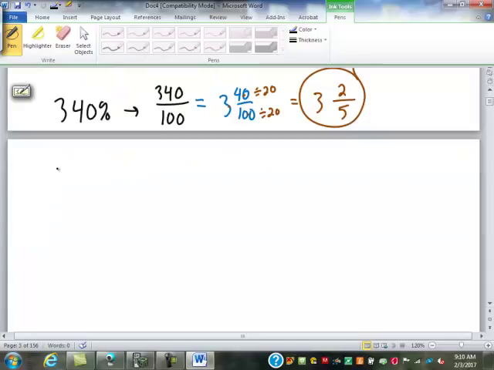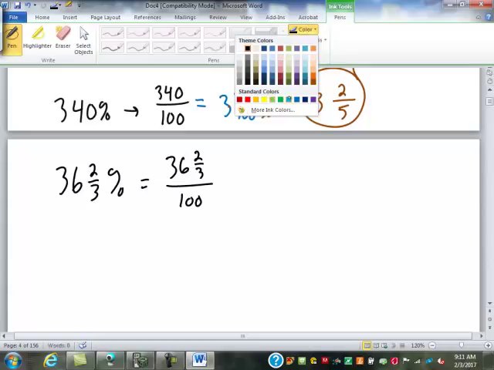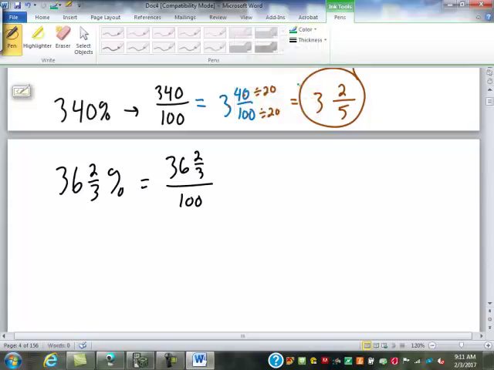We might have 36 2/3%. To convert that into a fraction, well, percent is always out of 100, so it's 36 2/3 out of 100. There are two different approaches we can take for this. One is we can look at that and say, well, I want to get rid of the fraction. And to get rid of a fraction, you just multiply by its denominator. That has a denominator of 3, so I can multiply by 3 on top and bottom.